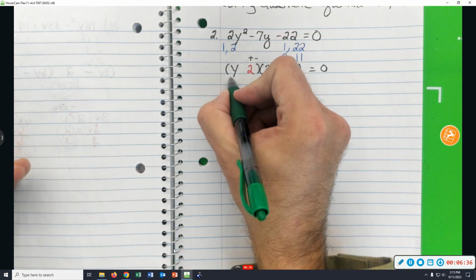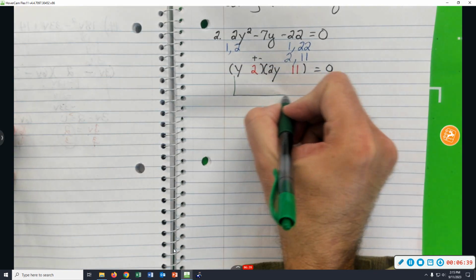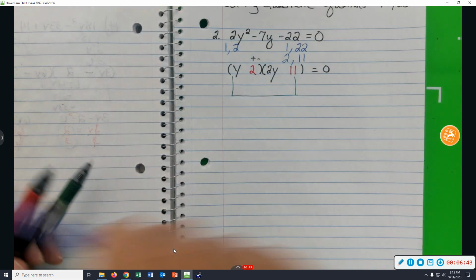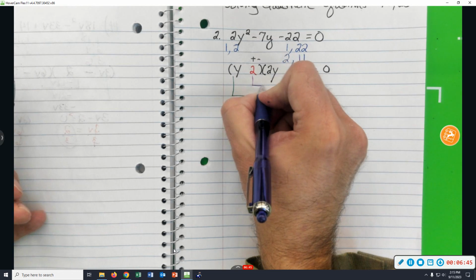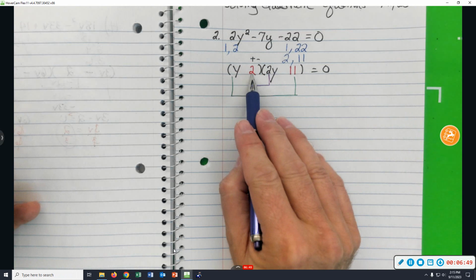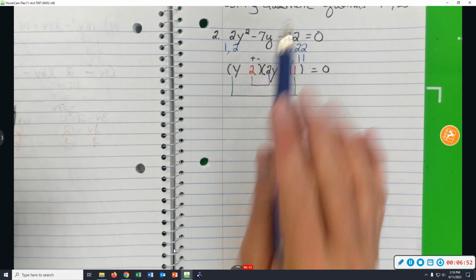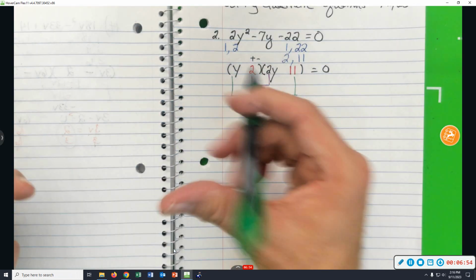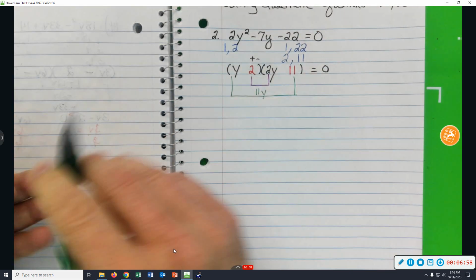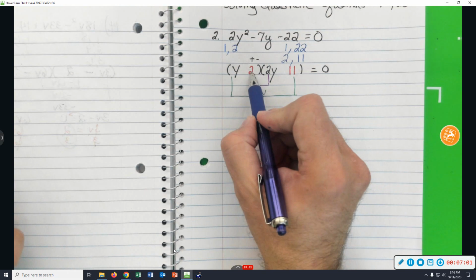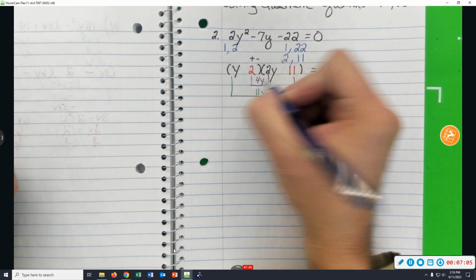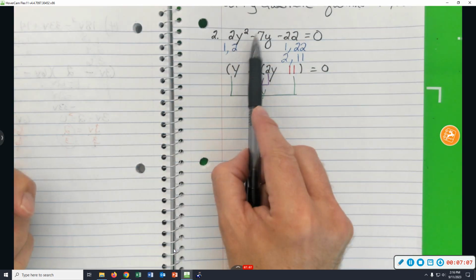Now I'm going to look at these little marks I make here, which is just how I check the outer and inner terms. When I'm foiling out, I know first would give me the 2y squared. Last gives me the 22. So these green marks, that's the outer. That would be an 11y. And the inner, would that be a 4y? So I want a negative 7y.